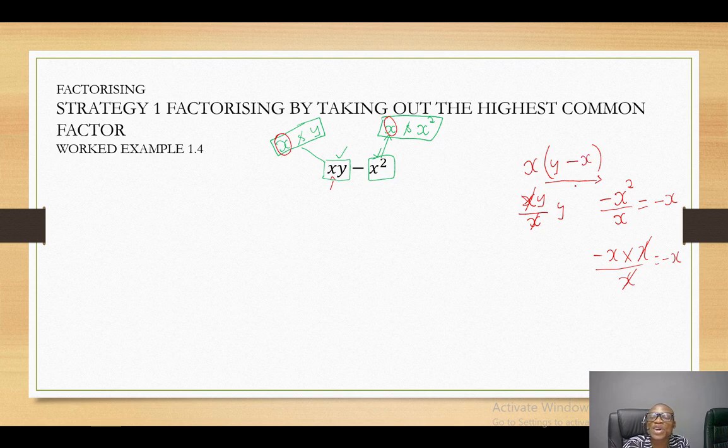So you have factorized. You have factorized by taking out the highest common factor. So yes, this is your answer. X into y minus x. Hopefully, guys, you are learning how to factorize by taking out the highest common factor.